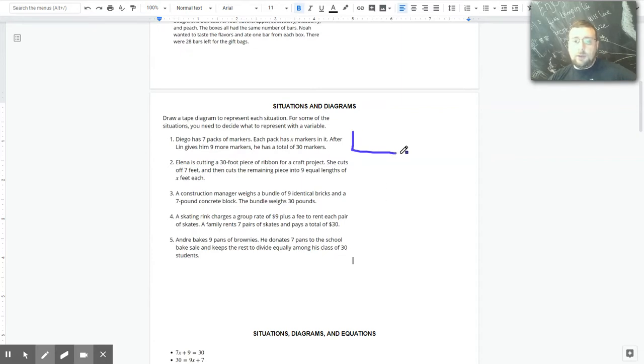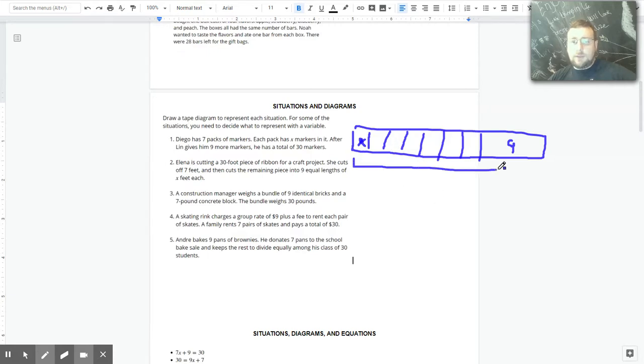So if you're doing this, you would have 7 boxes of markers. 1, 2, 3, 4, 5, 6, 7. And then she gives him 9 more. Now, each of these little boxes has an unspecified X amount of markers. I'm not going to put the X's for all of them to save time. But then at the end, you end up with 30 markers.